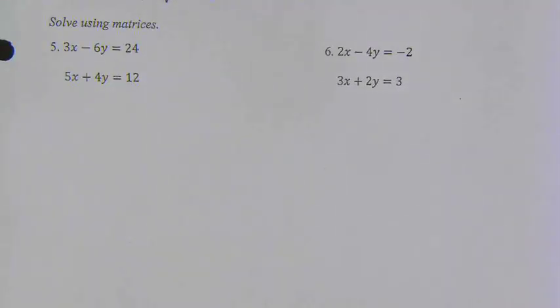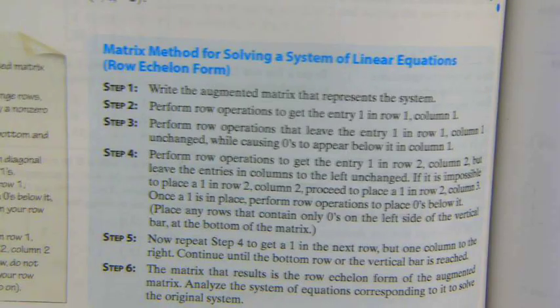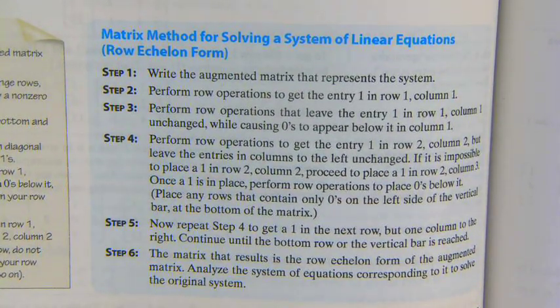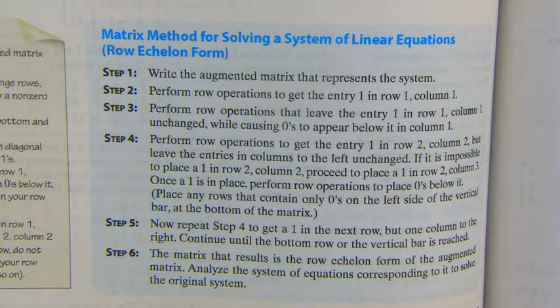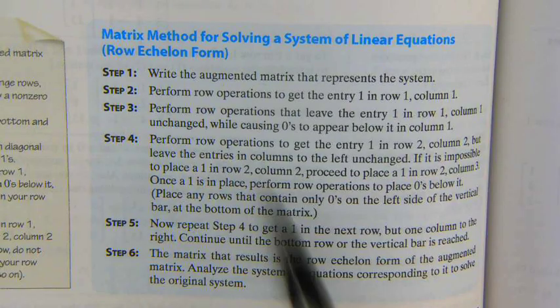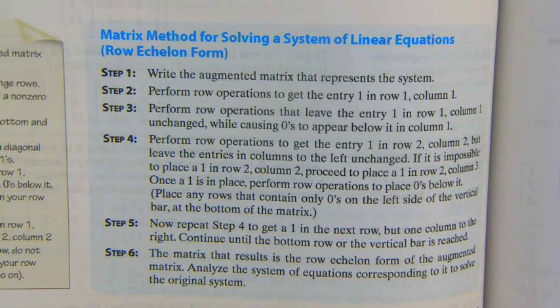So our notes will consist of 3 examples today. And to do this, I'm going to refer you to page 724 in your book. I'm going to show you the steps right here of solving a system of equations using the matrix method of row echelon form. I'll explain what row echelon form means, as well as what augmented matrix and row operations are. The first step is to write the augmented matrix that represents the system.